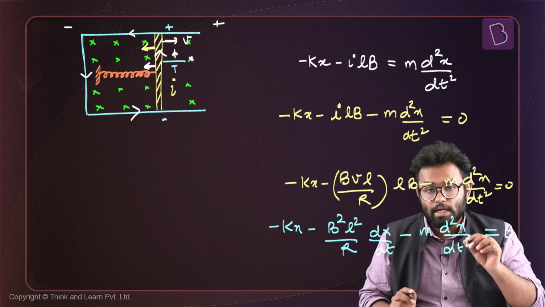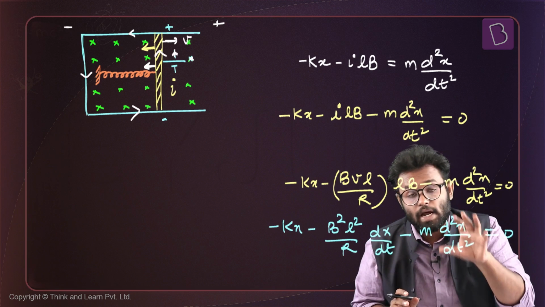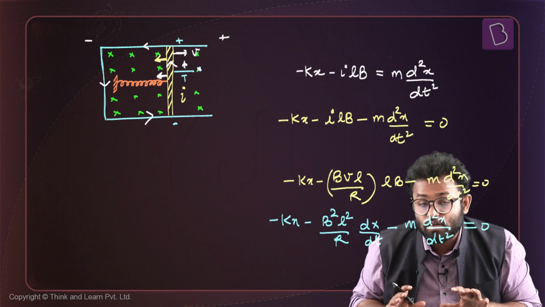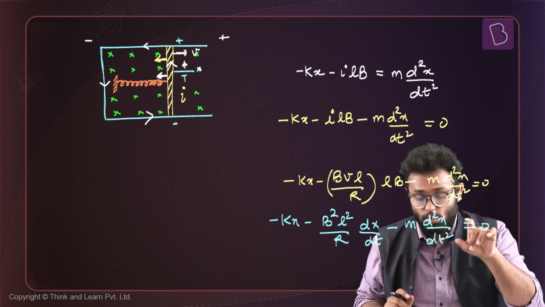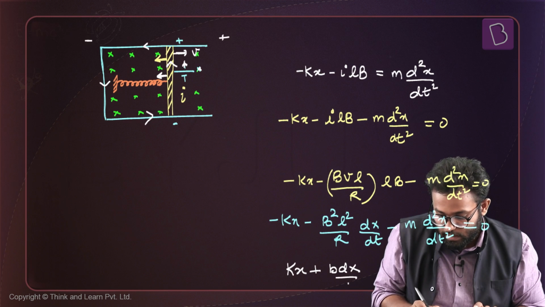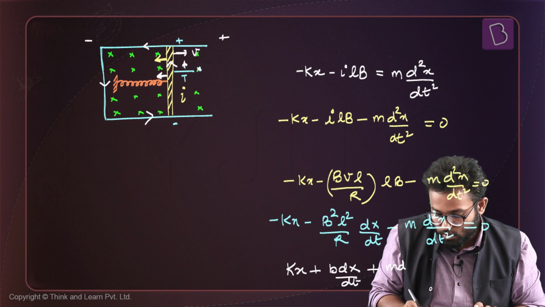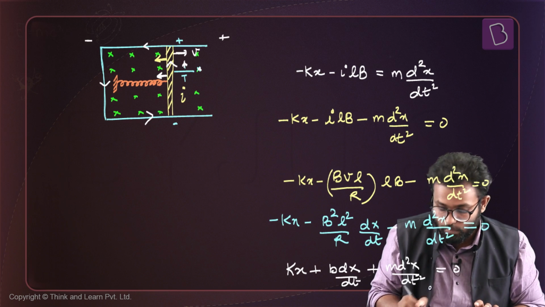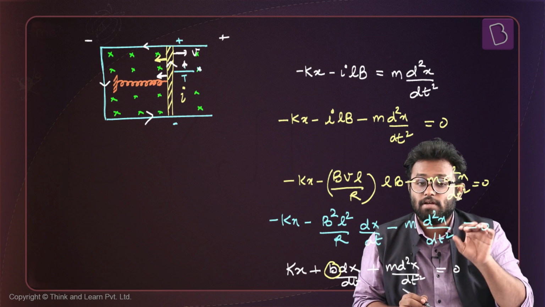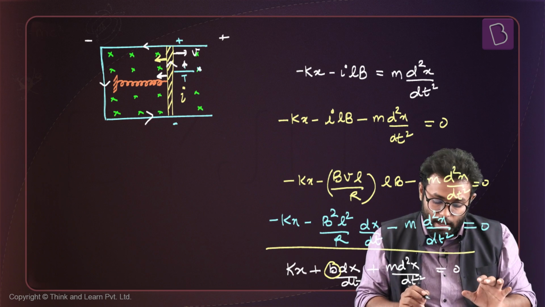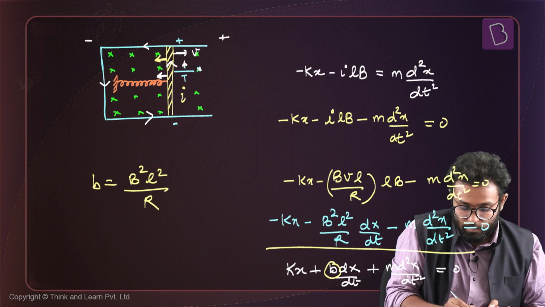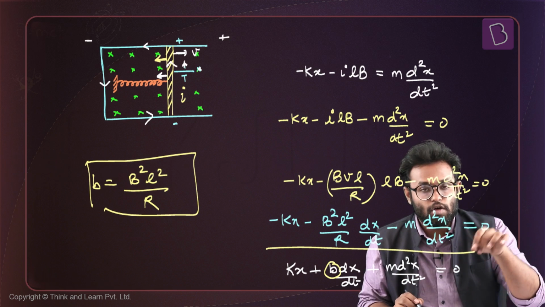Now you see the point of me writing it in this form, because now I can compare it with the standard equation of a damped oscillation in case of a spring. That's why I wrote it in this particular format. So that is kx plus b dx by dt plus m d squared x by dt squared equals 0. Now when I do that, I can get the value of this b, which is very important. This is the damping coefficient. When I compare these two, I can clearly see that the value of b here is B squared L squared by R.